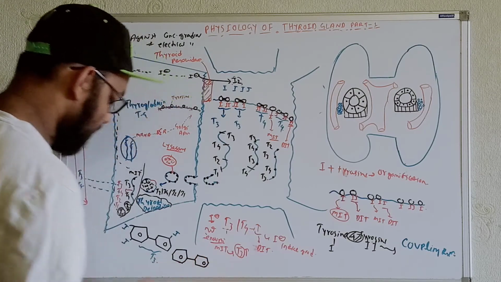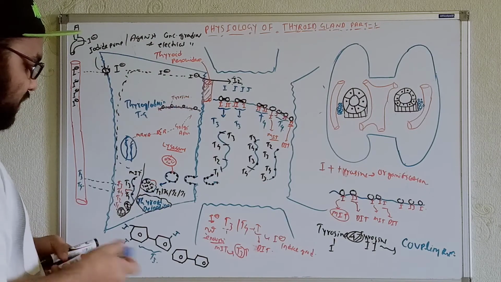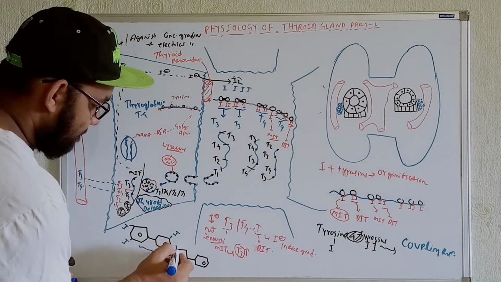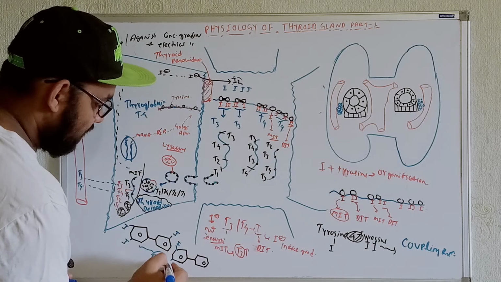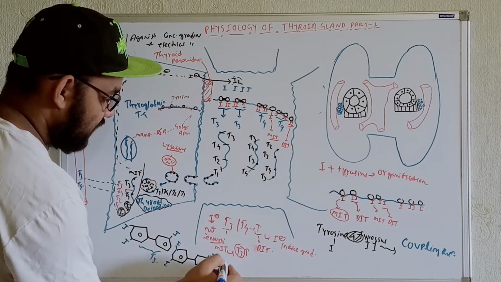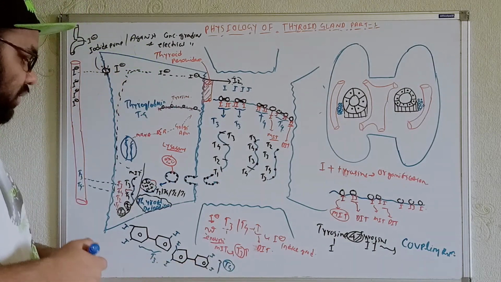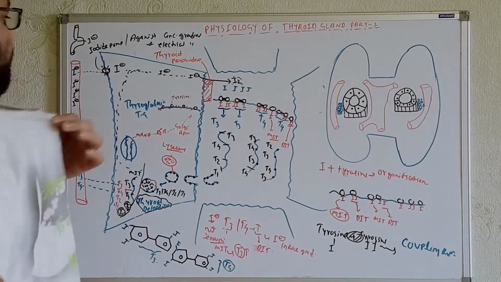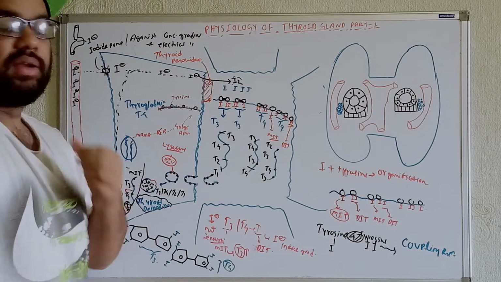Now try to understand. For example, we are getting the attachment at the third and fifth positions. Same with the third and fifth positions, we are attaching the iodine. This thing will be known as T4. Now I am repeating these things once again, so please try to understand clearly.